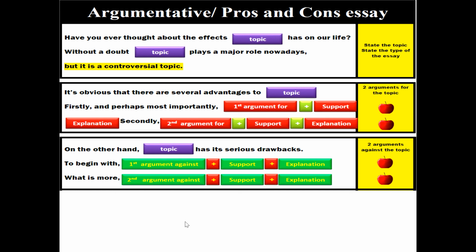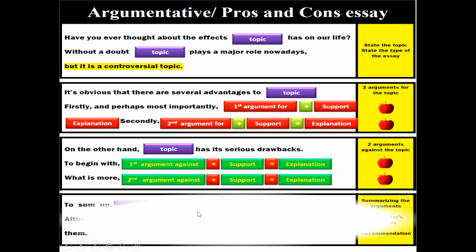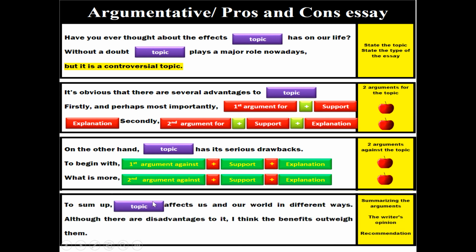To conclude, you can use: to sum up, testing on animals affects us and our world in different ways. Although there are disadvantages to it, I think the benefits outweigh them. By doing this, inshallah, you have written a perfect argumentative essay, and inshallah, you can get the full mark. Thank you and see you again.